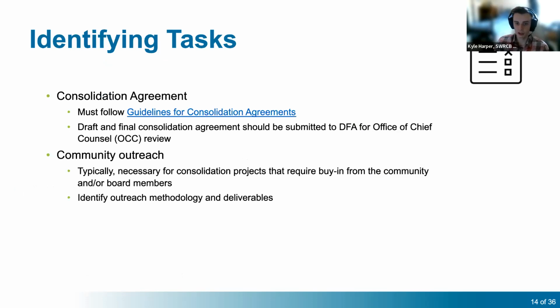Touching some more on consolidation tasks, consolidation agreements must follow guidelines for consolidation agreements linked here, and draft and final consolidation agreements must be submitted to DFA for the Office of Chief Counsel or OCC to review. And typically for consolidation projects, some form of outreach will be required. This is due to consolidation projects requiring buy-in from the community. For outreach, it is important for the TA provider to identify outreach methodology and/or deliverables. This can also be discussed in the kickoff call or monthly project meetings for full planning projects as well.